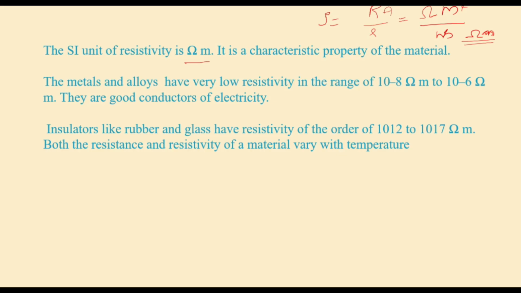Metals and alloys have very low resistivity, in the range of 10 raised to minus 8 to 10 raised to minus 6 ohm meter. Insulators like rubber, and the resistivity of water, are very great, 10 raised to 12 to 10 raised to 17 ohm meter. The resistance and resistivity of a material vary with temperature. As the temperature increases, the resistivity decreases. That was the temperature and resistivity relation, a material's character.